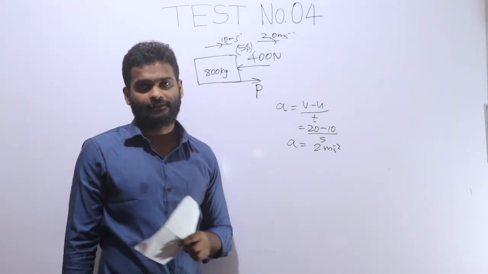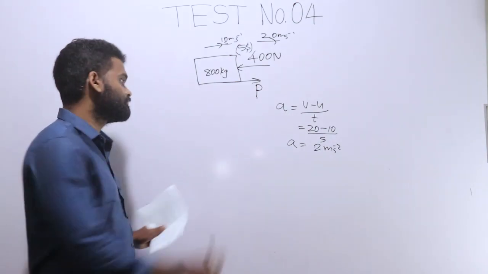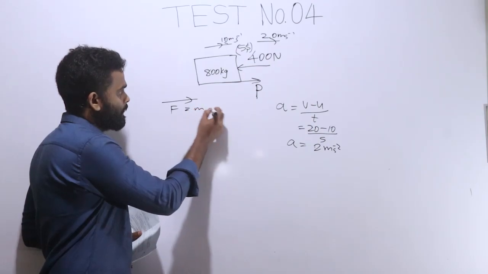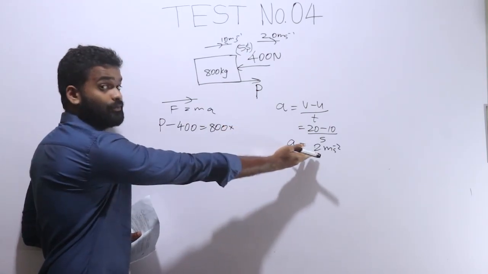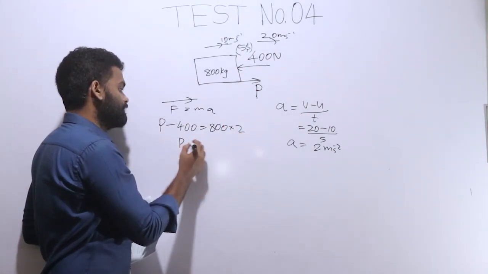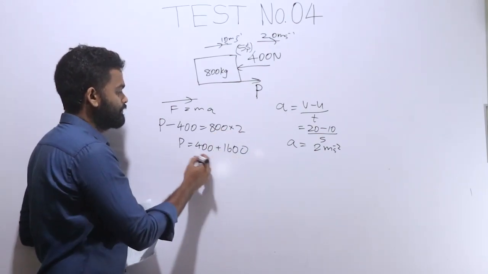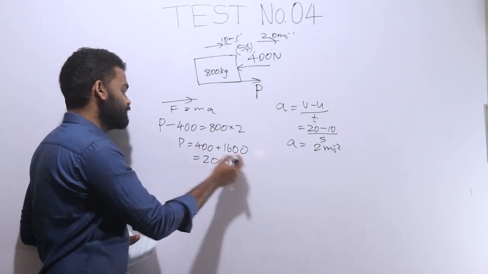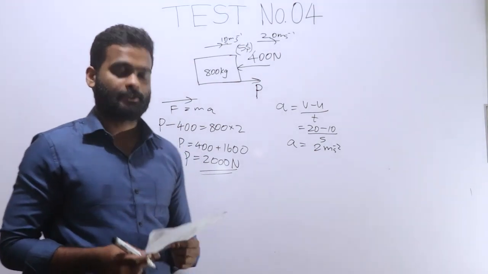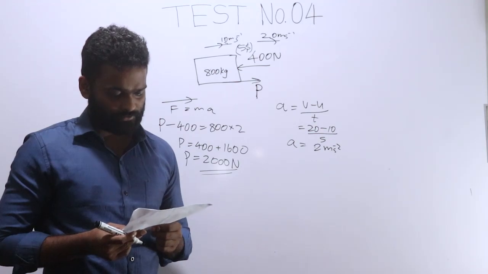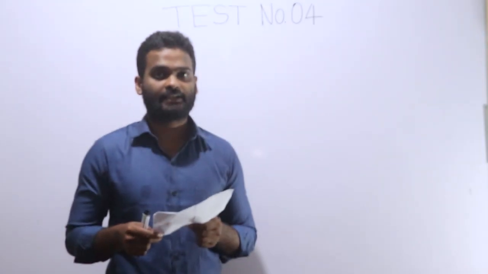First I found that. Then simply apply F equals ma horizontally to the vehicle. So that is P minus 400 equals 800 times the acceleration we found, that is 2. So P equals 400 plus 1600, since 800 times 2 is 1600. And this becomes 2000 newtons. So 2000 newtons is the driving force of the vehicle. So the answer should be the third option for the 12th question. Next, moving on to the 13th question.